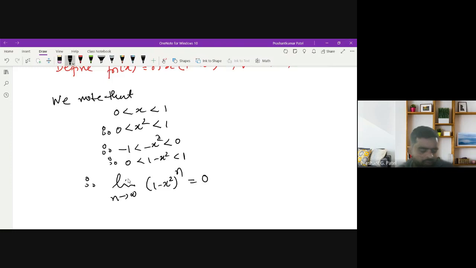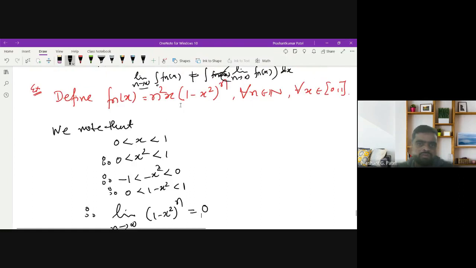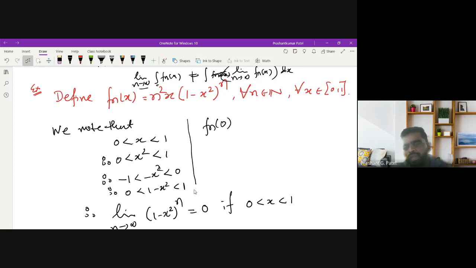This is the first thing we can say. And what is the limit of this quantity? If your x is between 0 and 1, then only then. One should also note what is fn of 0. There is a point at the end points 0 and 1 that is left. So if x is 0, then we know that this function is 0. And if fn of 1, then this is 1 minus x square, so x is 1, so this is also 0.